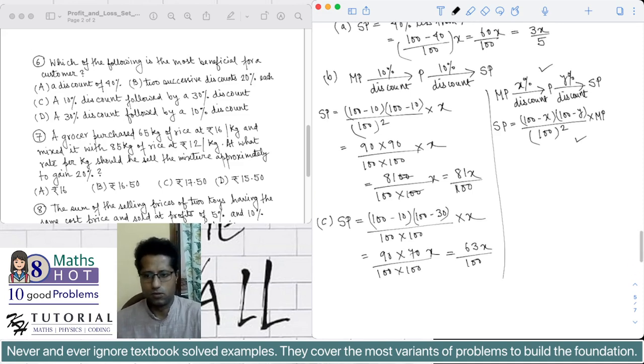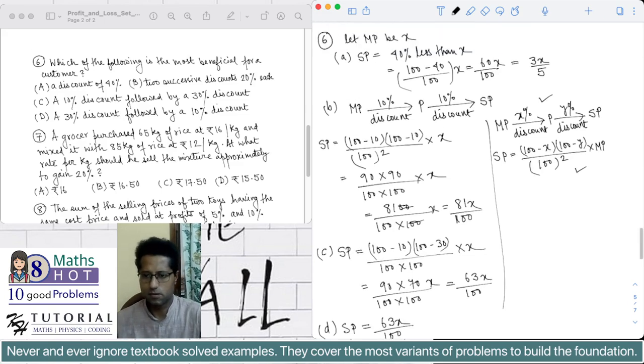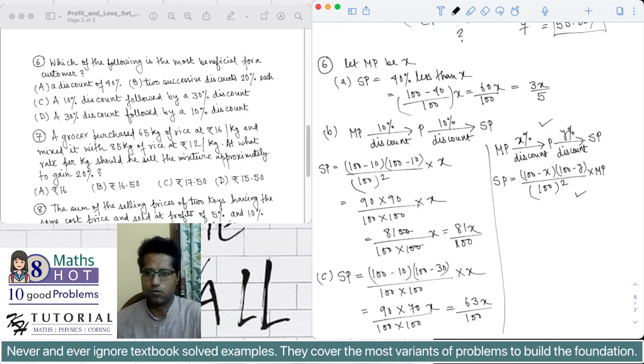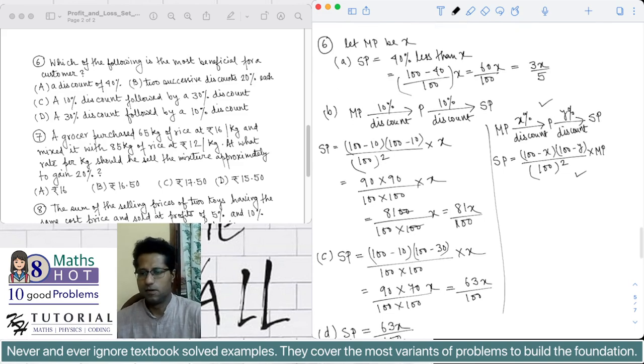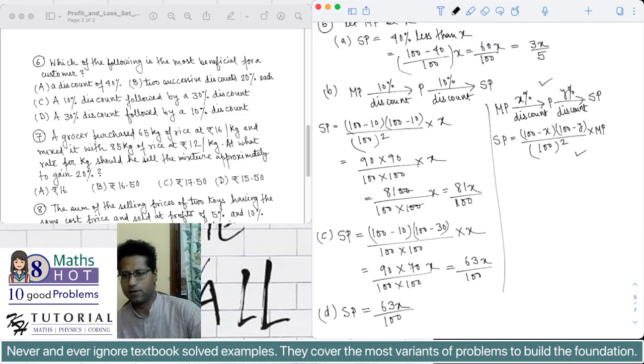Now for choice D also, SP will be equal to 63X by 100, as the two discounts are same. It does not matter in which order they are given. So now we have to consider which SP is the least. So we have 63X by 100. We have to compare basically the fractions. So we have to compare with the 3X by 5, X will not matter.